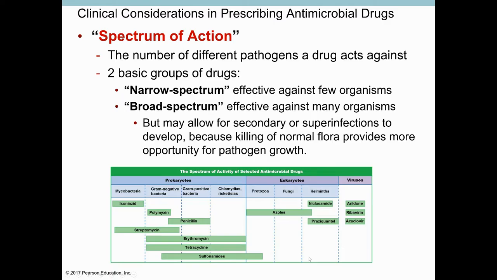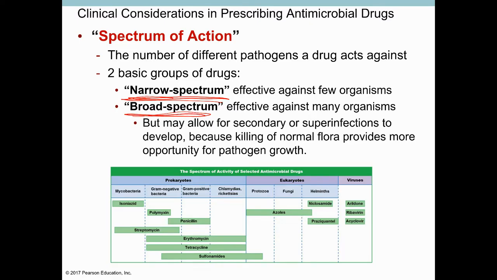Okay, the next section is going to be about certain concepts relating to what you would need to consider when prescribing or choosing a drug. The first concept is called the spectrum of action. There are two types of drugs with regard to spectrum of action. One's called a narrow spectrum drug, and the other is called a broad spectrum drug.